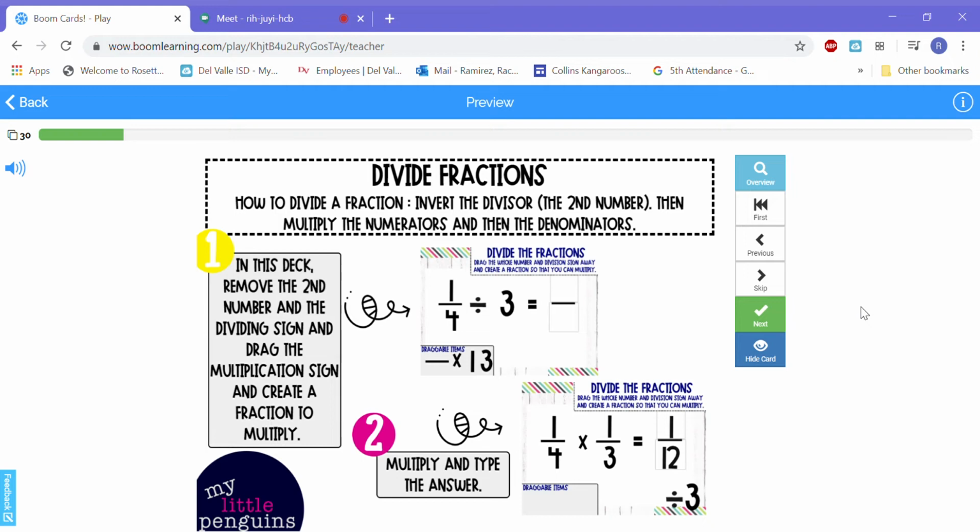So how to divide a fraction. It says to invert the divisor, which is the second number, then multiply the numerators, then multiply the denominators. So step 1 in this deck, remove the second number and the division sign and drag the multiplication sign to create a fraction to multiply. Step number 2, multiply and type the answer. So you might be thinking, okay, those are the directions, but I really don't understand still. So that's why I'm going over some of the questions.